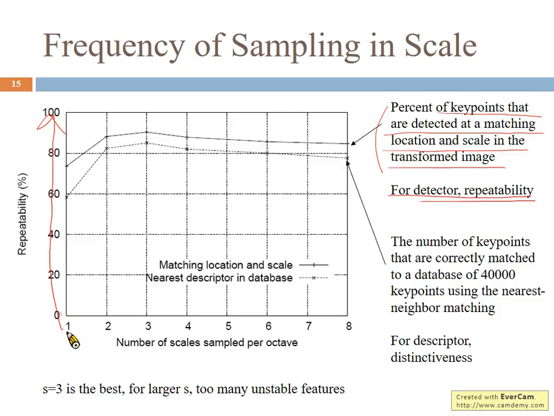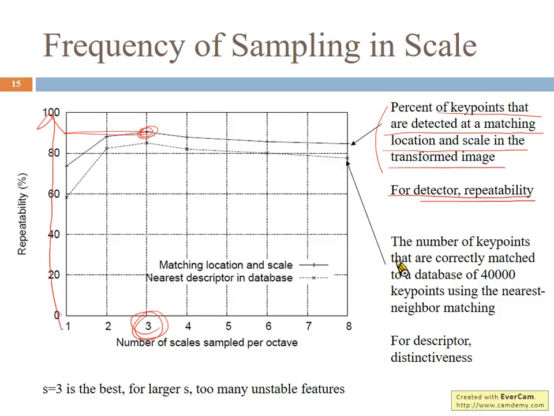When we apply 3 different scales of blur, we are most probably able to find the repeatable feature points. So around 90% of feature points can be efficiently detected. Okay, so this is what the solid curve means.